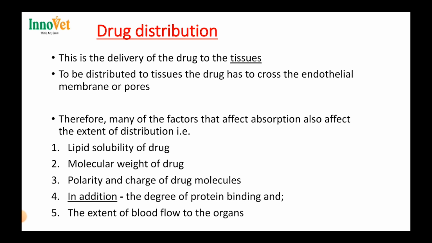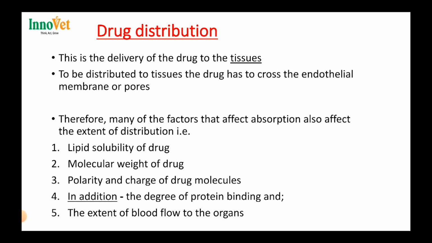So let's look at drug distribution. What is drug distribution? This refers to the delivery of the drug to the tissues. Yes, after the drug has been absorbed into the bloodstream, now we are looking at it being delivered to specific tissues. In order to be distributed to the tissues, a drug has to cross the endothelial membrane or pores. This is one of the membranes of the blood vessels, let's say in the capillaries, where the drug has to leave the bloodstream in order to reach the tissues.